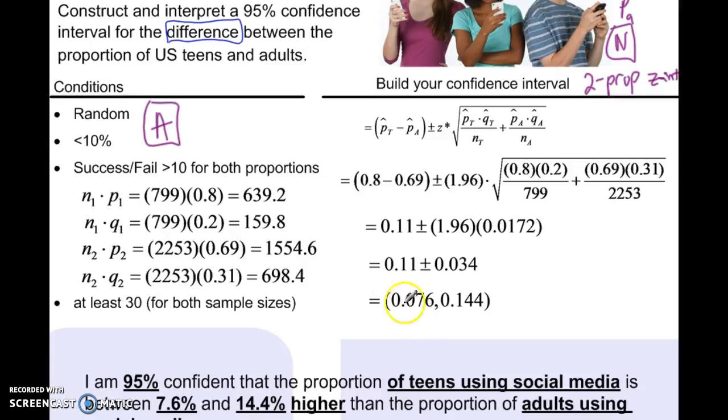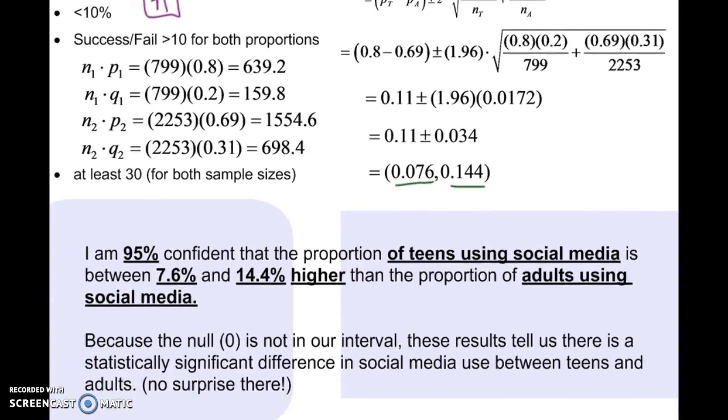Our lower bound is 7.6% and our upper bound is 14.4%. Because we did teens minus adults, we got two positive values here, which tells me that the proportion of teens is more than the proportion of adults, which we kind of knew from this. But it's interesting that both of those are above 0. So this is a significant result. This is kind of our scripted response. This first part is very scripted.